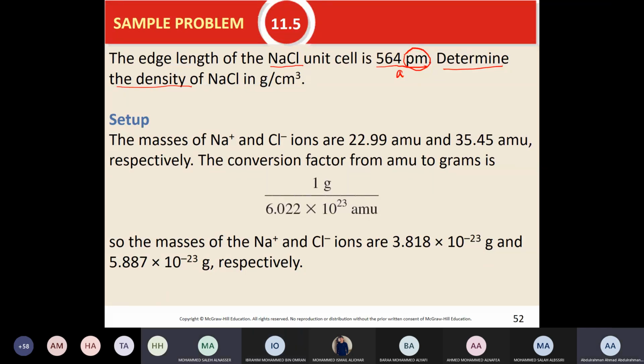10 to the power minus 12. 564 times 10 to the power minus 12 meter, and then 564 times 10 to the power minus 10 centimeter, to make it centimeter. So this is the edge in centimeter, now find the volume.